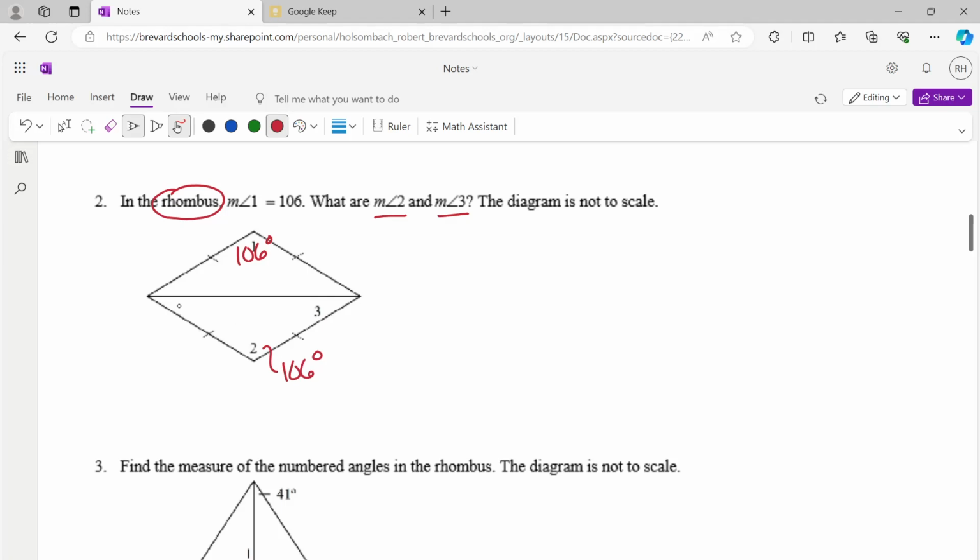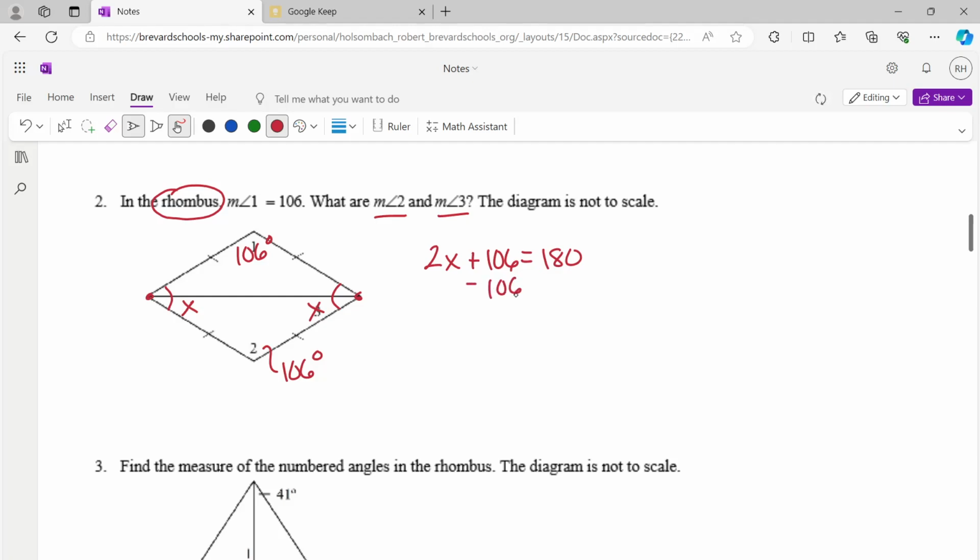So also in a rhombus, the diagonals bisect opposite angles. So that means that angle 3 here and this angle over here on the left, I'm going to change this to an x right now and this to an x. Because look what you have here, guys. Whether it's a rhombus or not, you've got an isosceles triangle down here on the bottom. And in an isosceles triangle, if you know the vertex angle, you can write an equation for the sum of the angles. So we've got 2x plus 106 that has to equal 180.